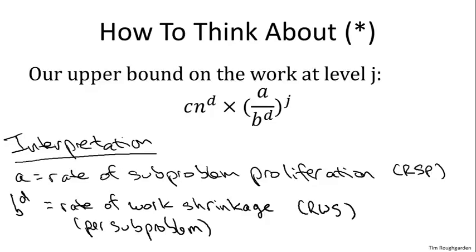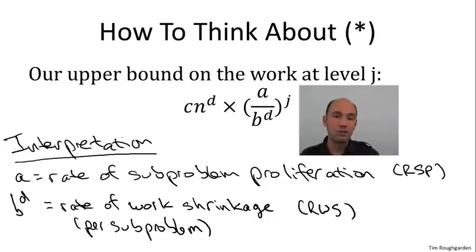Now perhaps you're wondering, why is it b to the d? Why is it not b? So remember what b denotes. That's the factor by which the input size shrinks with the recursion level j. So for example, if b equals 2, then each subproblem at the next level is only half as big as that at the previous level. But we don't really care about the input size of a subproblem, except inasmuch as it determines the amount of work that we do solving that subproblem.